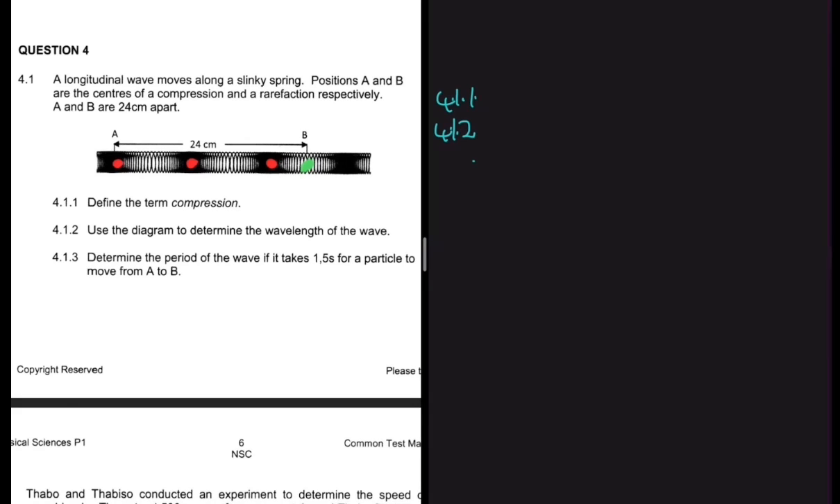Now we can see that 24 centimeters is equal to 2.5 wavelength, right? So we can go ahead and divide both sides by 2.5 in an attempt to find the wavelength, right? And then if we do that, we get wavelength is equal to 9.6 centimeters. So the wavelength of our longitudinal wave is equal to 9.6 centimeters.